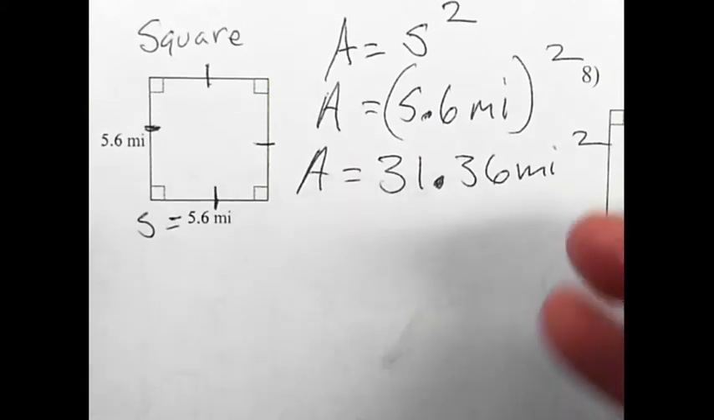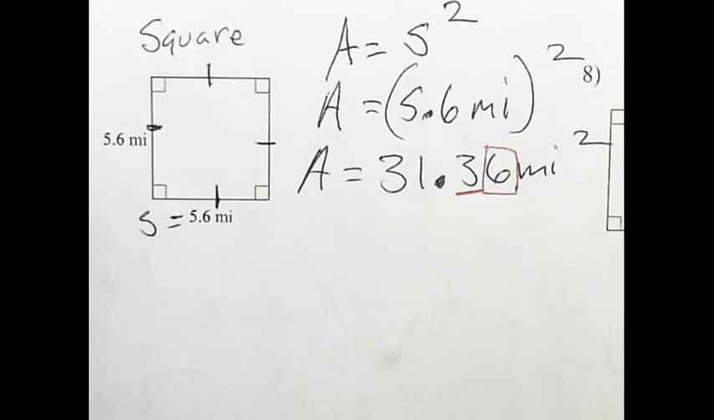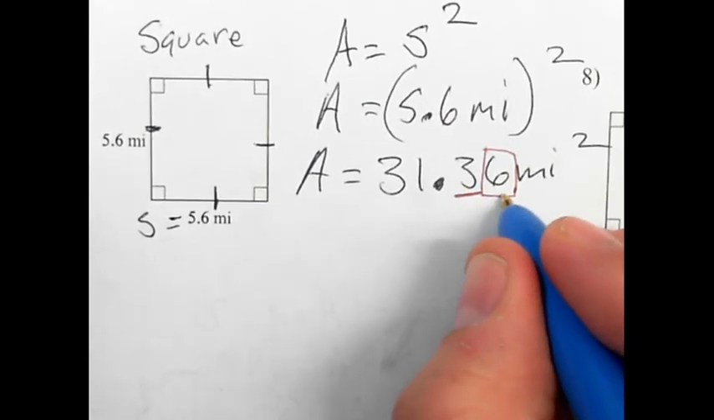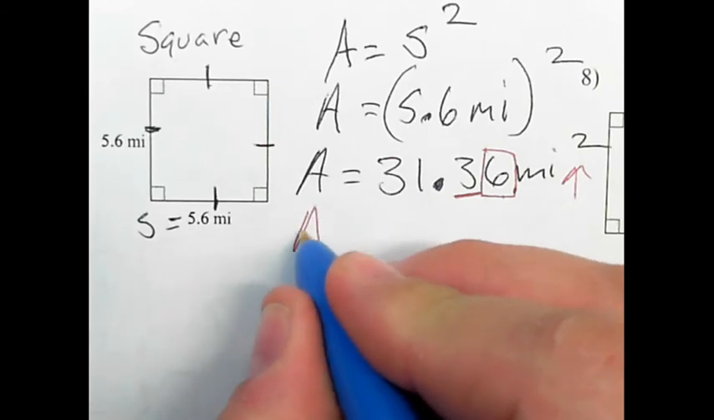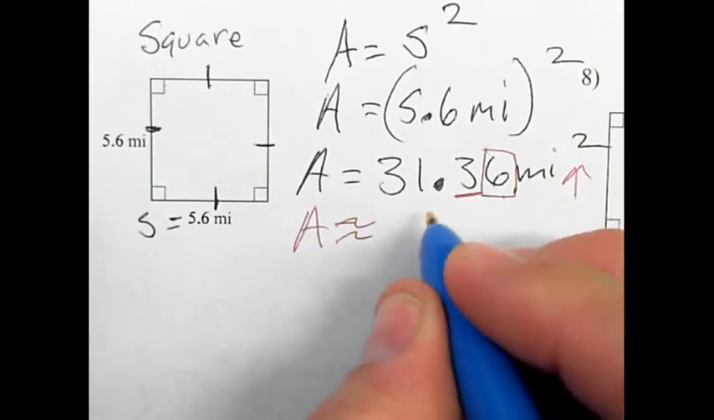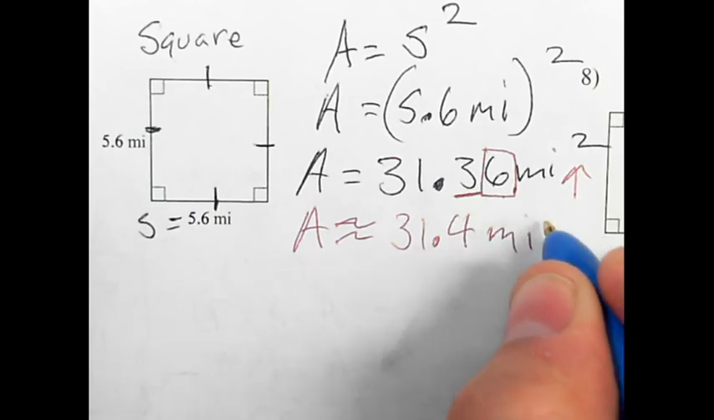So remember that the tenth is right here, and the hundredth spot is to the right. Since I have a 6 in the hundredth spot, that means that I'm going to round up. So then this is approximately 31.4 miles squared.